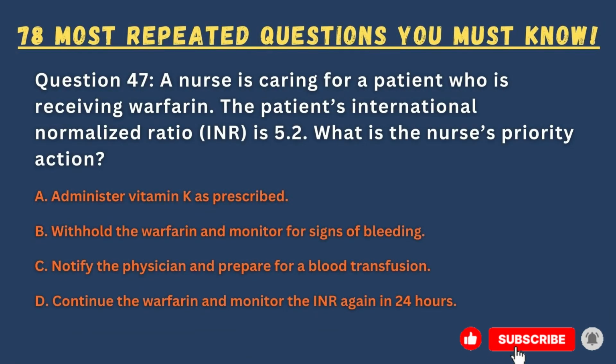Question 47. A nurse is caring for a patient who is receiving warfarin. The patient's international normalized ratio, INR, is 5.2. What is the nurse's priority action? A. Administer vitamin K as prescribed. B. Withhold the warfarin and monitor for signs of bleeding. C. Notify the physician and prepare for a blood transfusion. D. Continue the warfarin and monitor the INR again in 24 hours.